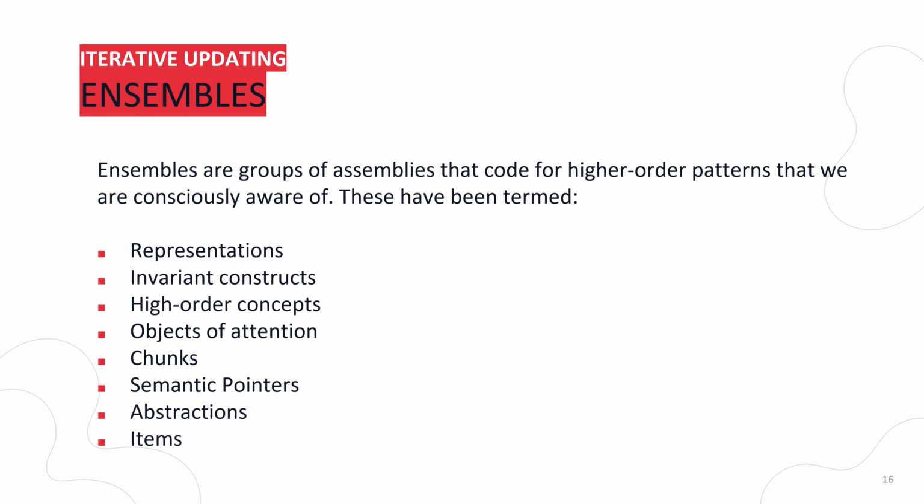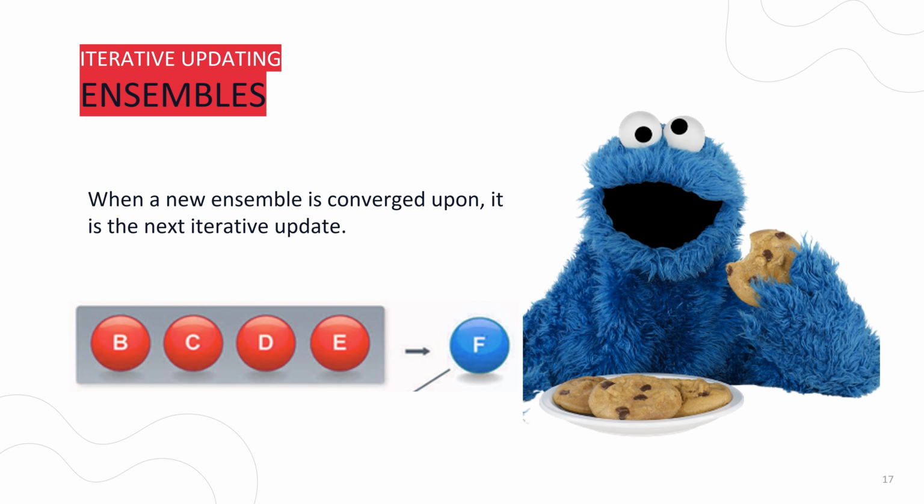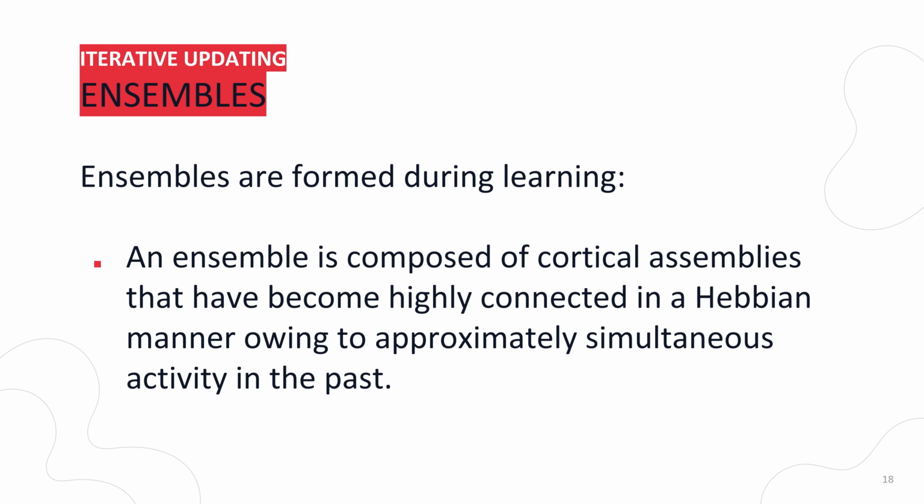Ensembles are groups of assemblies that code for higher order patterns that we're consciously aware of. They've been termed representations, invariant constructs, high order concepts, objects of attention, chunks, semantic pointers, abstractions, and so far we've been calling them items. Just to be clear, when a new ensemble is converged upon, it is the next iterative update. Ensembles are formed during learning.